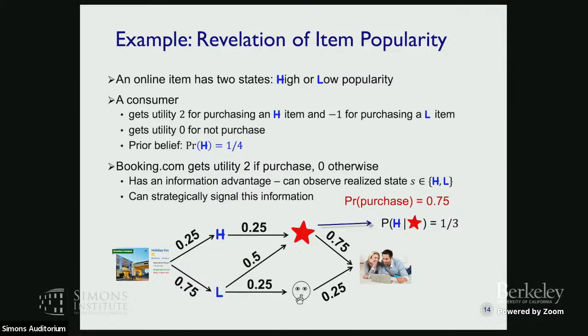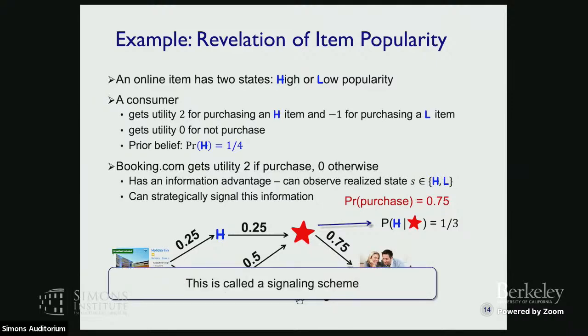And this just gives you a concrete example to show how you can leverage your informational advantage to influence the actions of another actor. And this is what we call a signaling scheme. It turns out that... any questions so far?